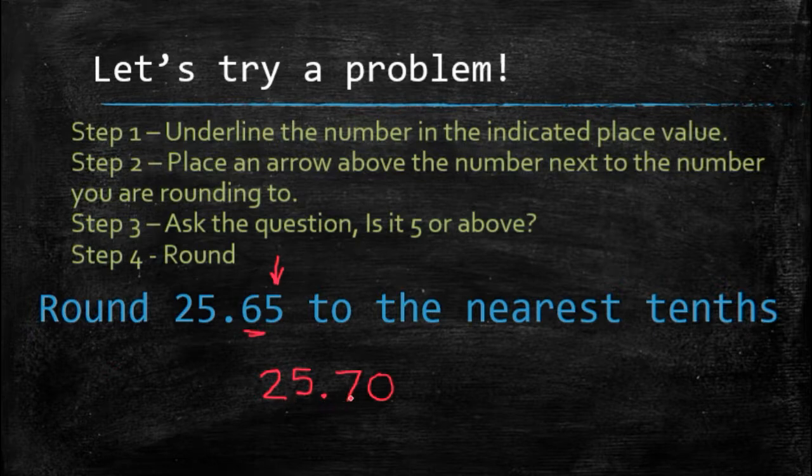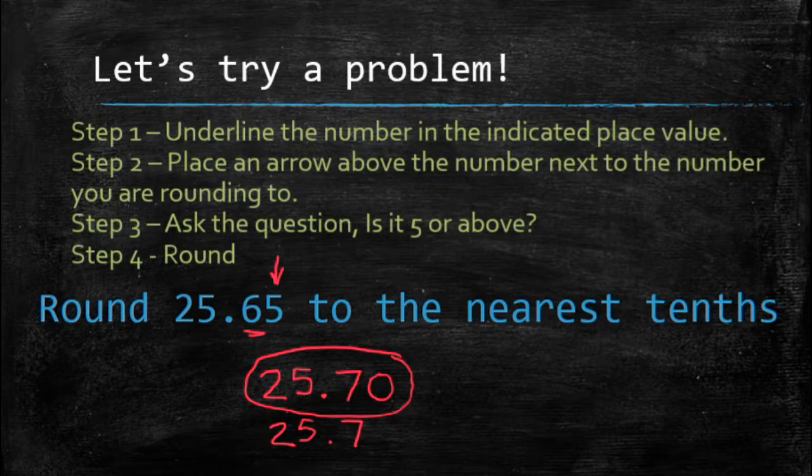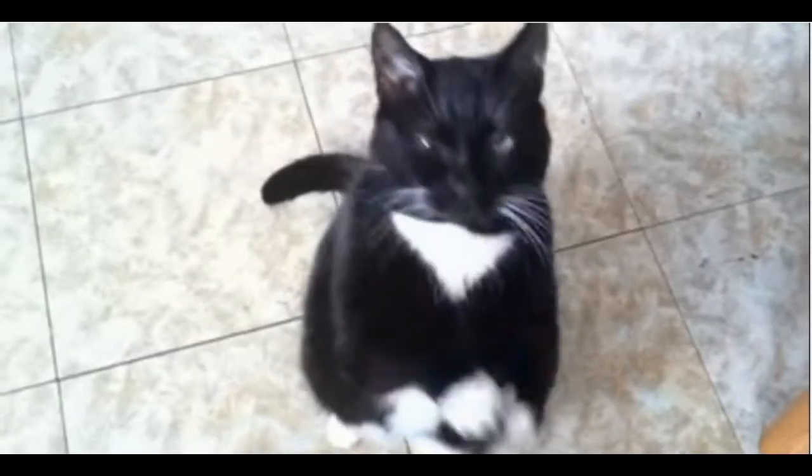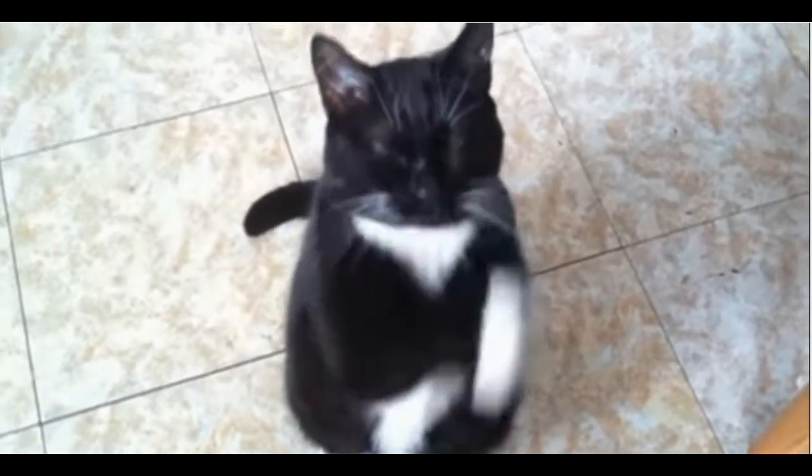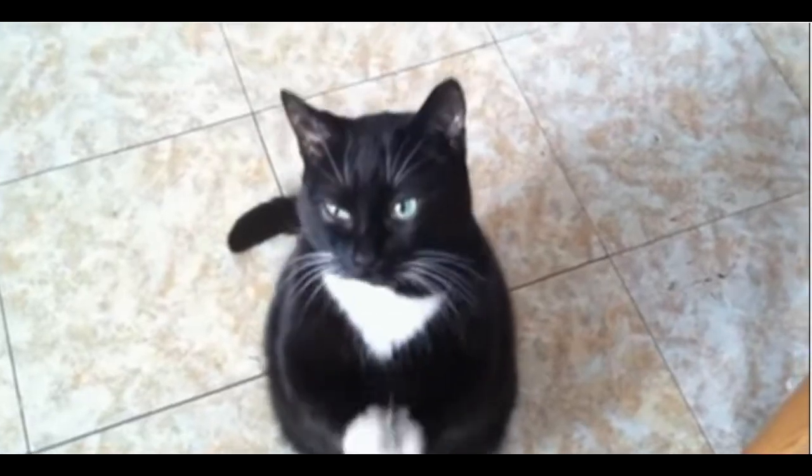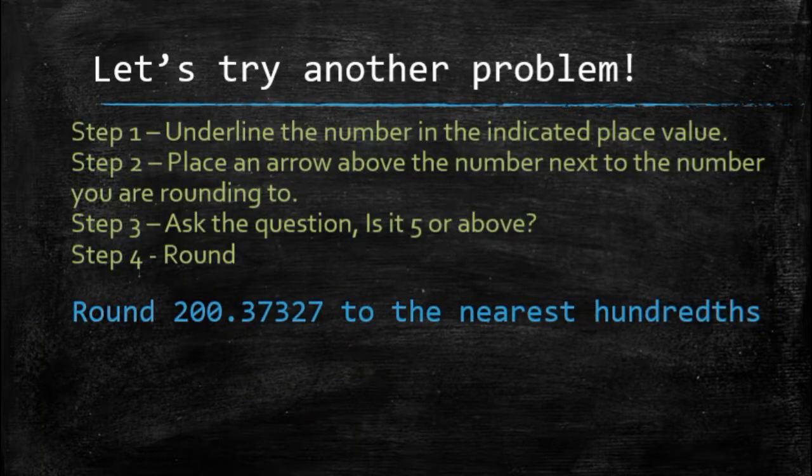Now, because this is after the decimal place, technically, if you wrote 25.7, that would also be correct. But for now, let's go ahead and stick with the 0 just to make sure that we are checking our answers and that we are doing the right thing. Okay? Let's move on to the next one.